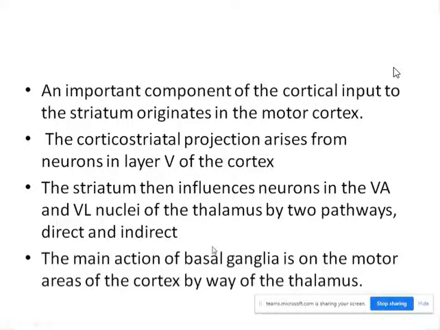Premotor and prefrontal areas, isn't it? So mainly this motor area means the premotor area, isn't it? So it is mainly acting there. And I have told you that an important component of cortical input to the striatum originates in the motor cortex. Which motor cortex is it acting on? It means almost all parts of the motor cortex.